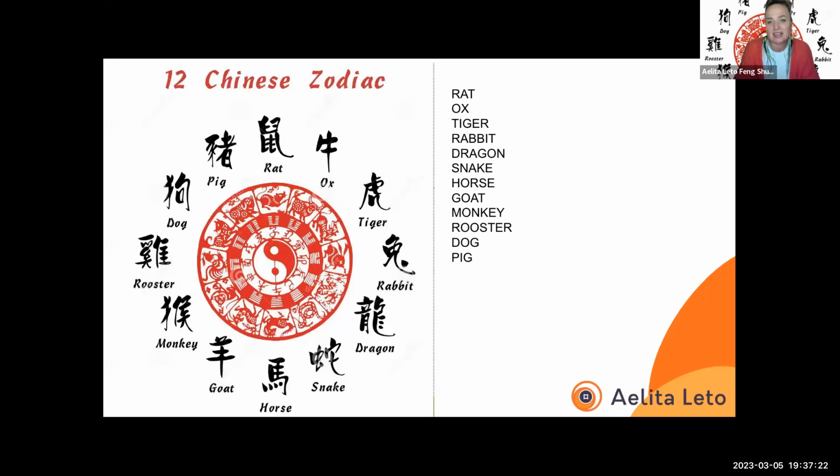This is how the rat hour also correlates to the day hours. That's when the old day ends, between 11 p.m. and 1 a.m. That's how we experience the rat hour every single day. We're closing the day and opening the new day during the rat hour.